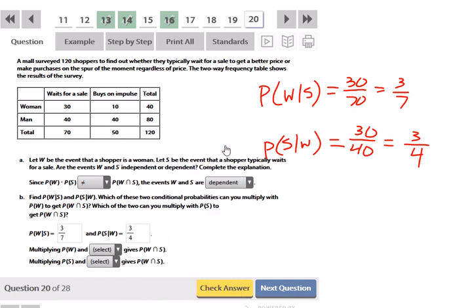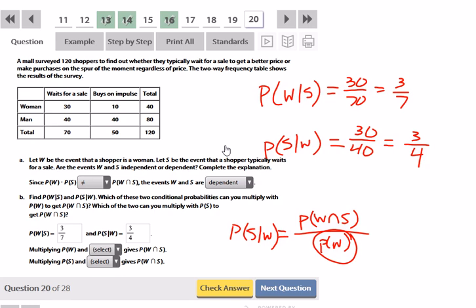So what can you multiply the probability of women times to give you the probability of a woman? That would have to be the probability of being a woman and waiting for a sale divided by the probability of being a woman, where the bottom one is the one that you know occurred. So that's the probability of waiting for a sale on the condition of being a woman.